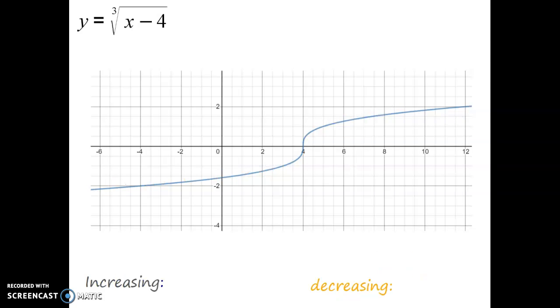Okay, how about increasing and decreasing? So increasing means going up. As we move across the graph from left to right, I notice that this one is always increasing. So my increasing interval will be negative infinity to positive infinity. And if it's always increasing, what can I say about decreasing? Well, there will not be a decreasing interval. This one will be always increasing.